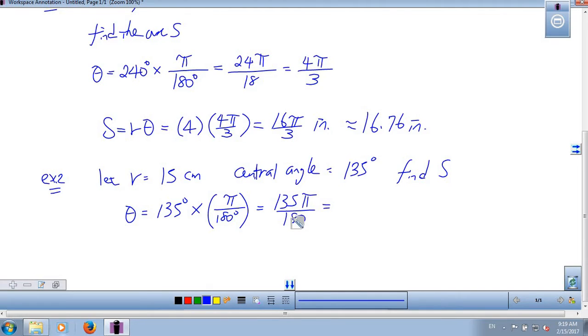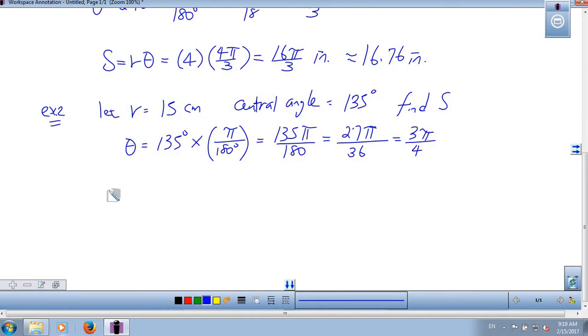Okay, now 135 and 180, the smallest common factor I can see is 5. So we divide 135 by 5, you should get 27. Divide 180 by 5, you should get 36. Alright, now I see they also have a common factor of 9. So divide that by 9. 27 divided by 9 is 3. Divide 36 by 9 is 4. So 3 pi over 4.